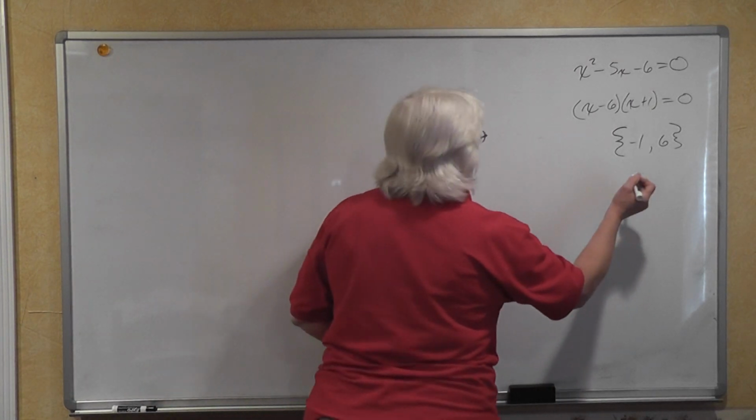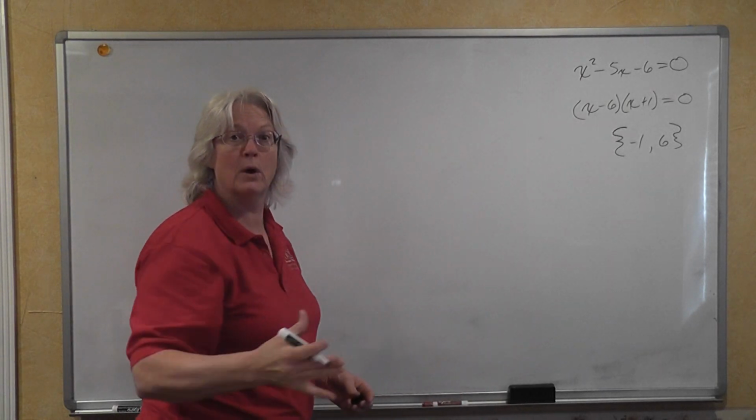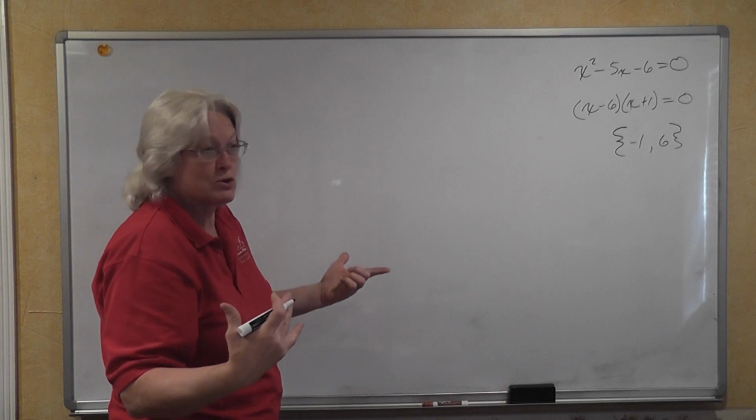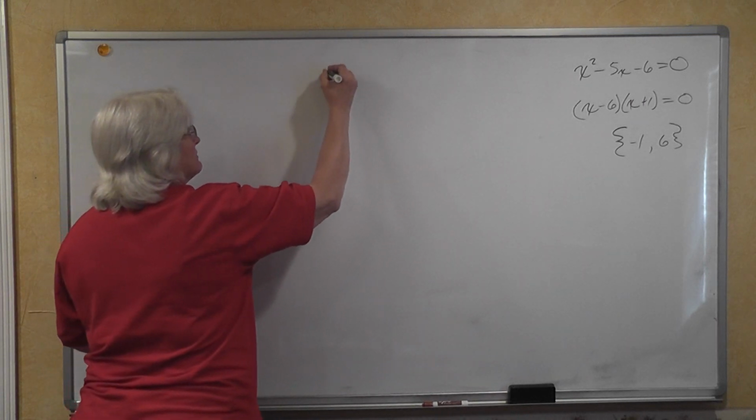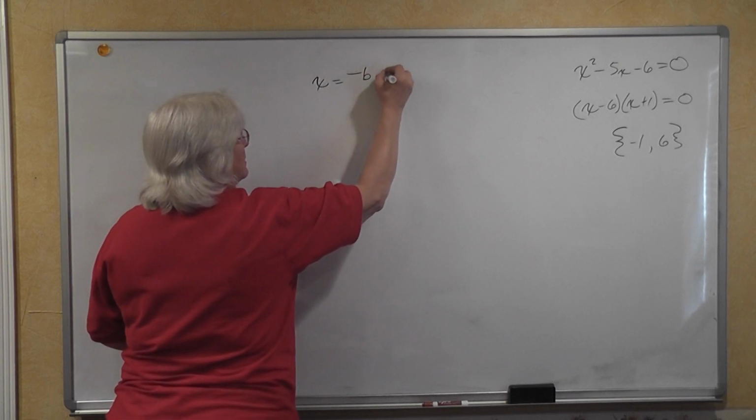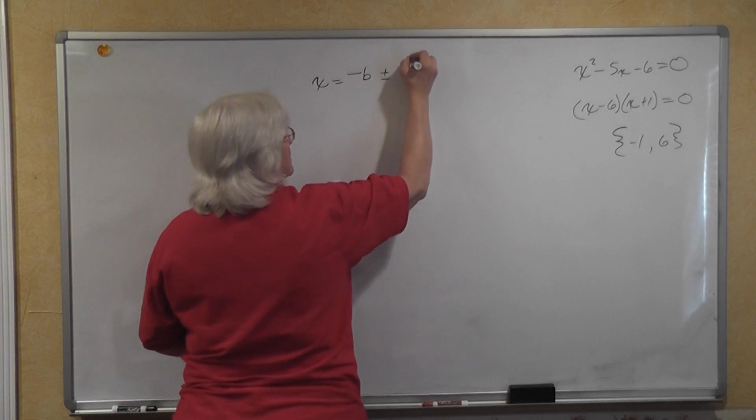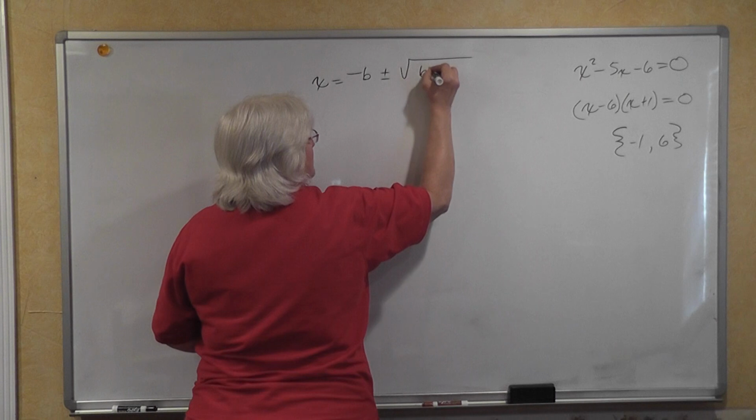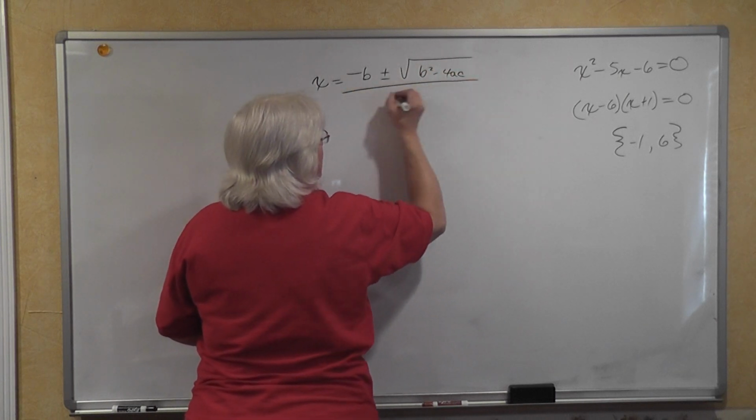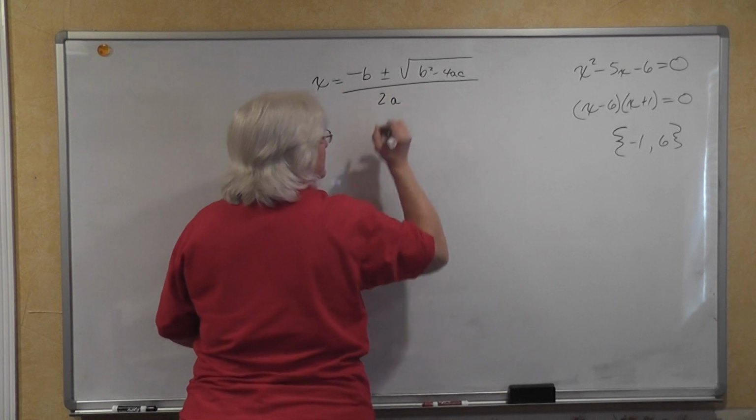So what do we want to do first if we want to solve an equation using the quadratic formula? Well, write your quadratic formula. And that tells us that x is equal to the opposite of b plus or minus the square root of b squared minus 4 times a times c, and all of that is over 2a.